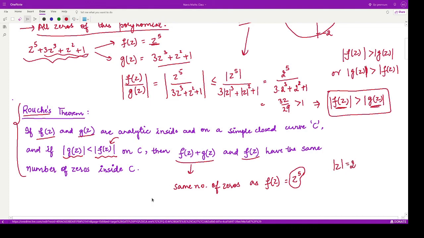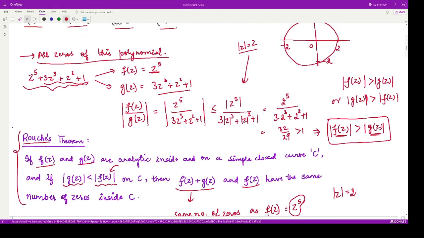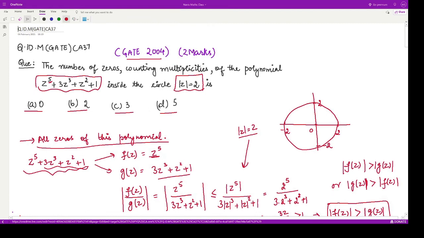Therefore, we can say our given polynomial, z raised to power 5 plus 3z cube plus z square plus 1, has 5 zeros inside mod z is equal to 2. So this is our answer for this particular question. So obviously here option D is the correct option.